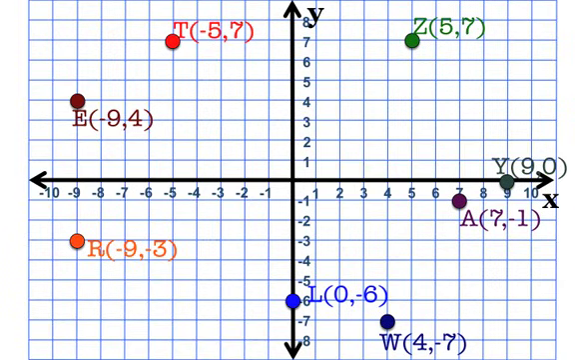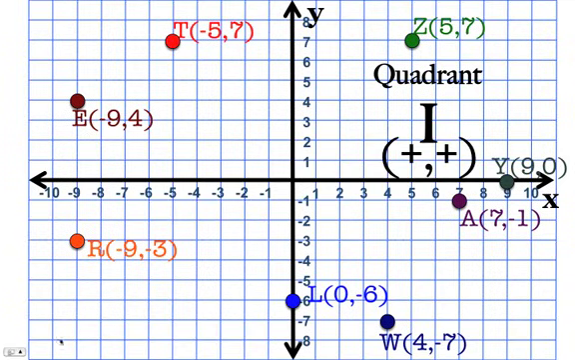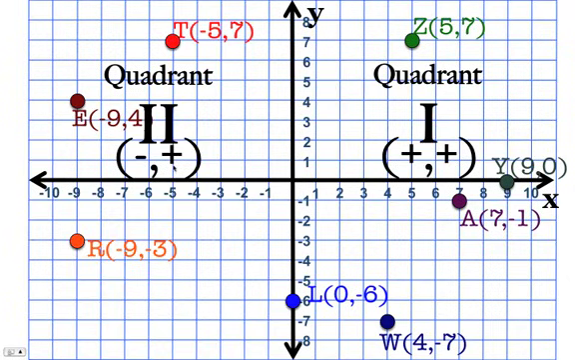Now it's important to remember your quadrants. This here is quadrant 1. And in quadrant 1, all of our points have a positive x-coordinate and a positive y-coordinate. And that's why Z is in quadrant 1, because 5 here is positive and 7 is positive. In quadrant 2, our x is negative and our y is positive. Think about the points we have here. Point E is negative 9, 4. The x is negative, the y is positive. Point T is negative 5, 7. The x is negative, the y is positive. And that's why they're in quadrant 2.